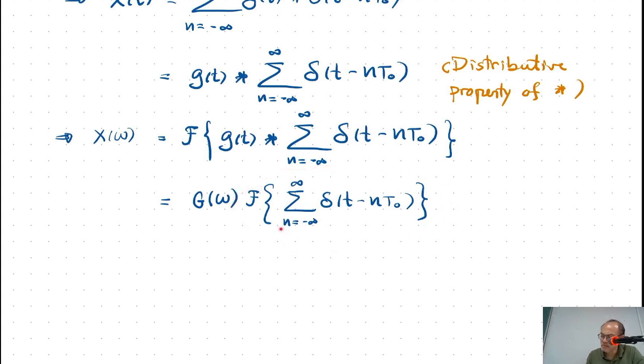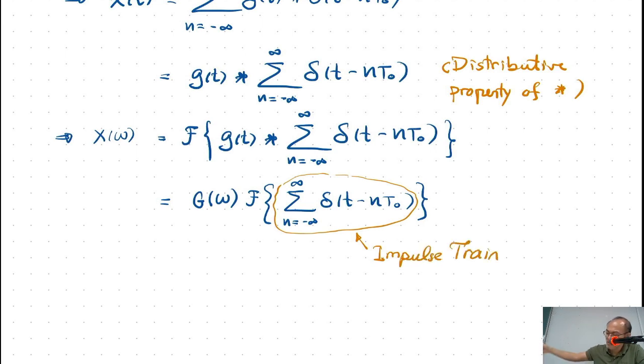Now, if you look at this closely, you'll see that this is just another periodic signal. This is a periodic signal, and if you recall, it is called the impulse train. This is an impulse train where you have an impulse at every t0. Every t0 you have an impulse coming up. So you have an impulse train, right? So this is periodic, so it has a Fourier series.